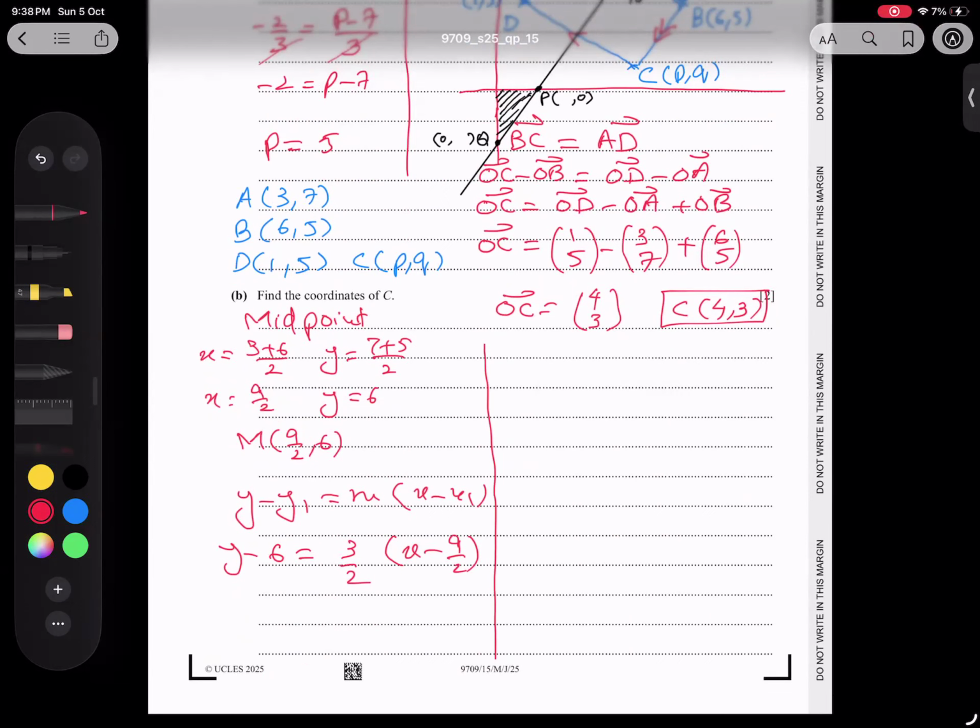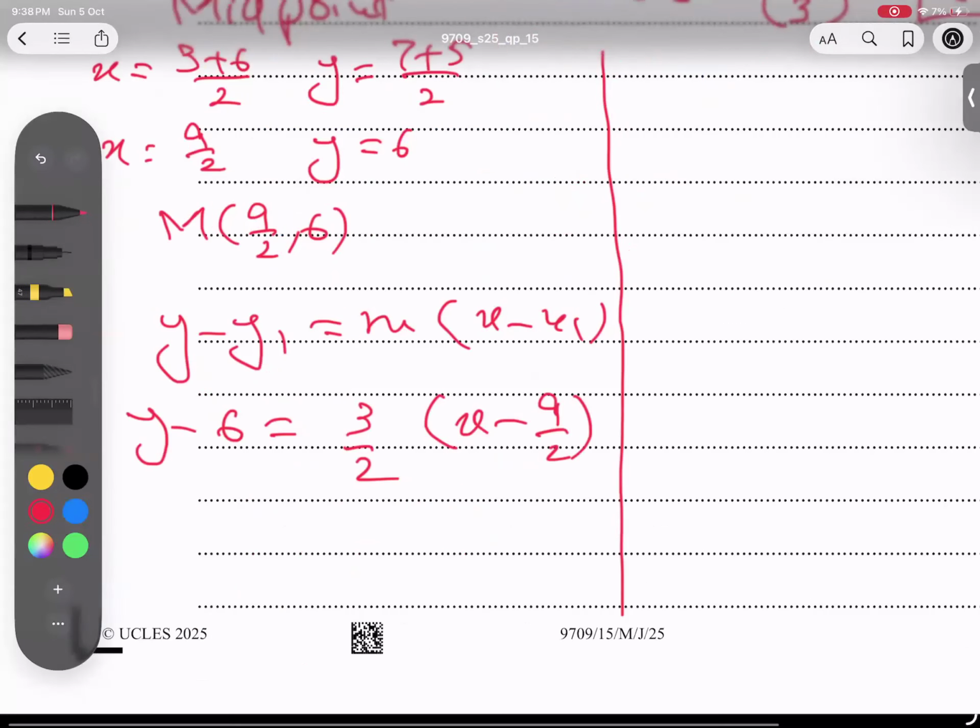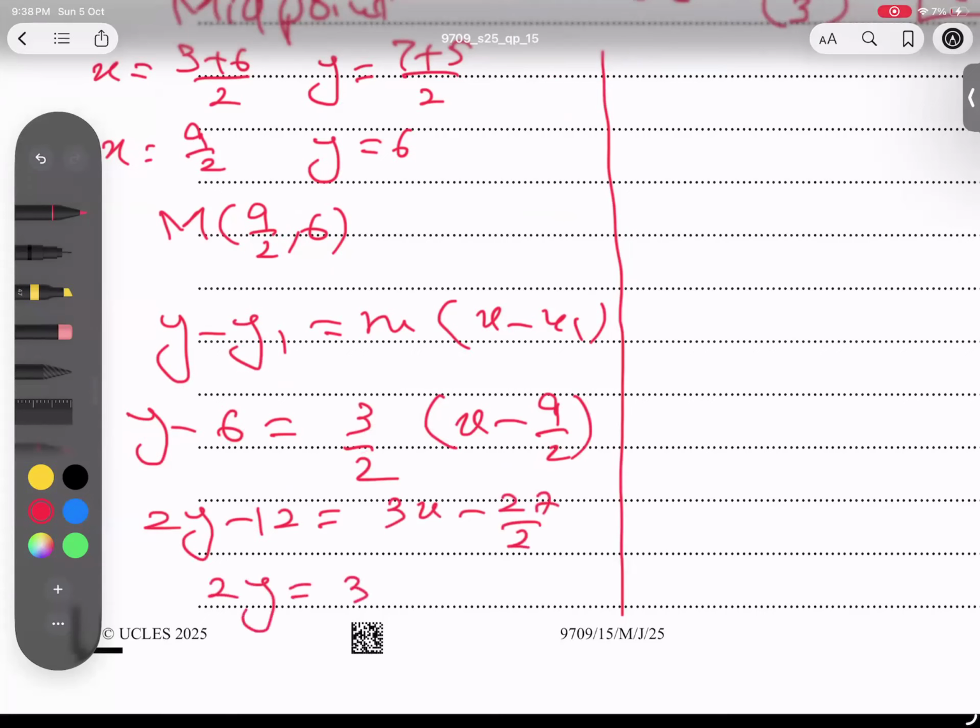Now I'm going to solve it. First of all, multiply by 2 to avoid the fraction. 3 multiplied inside, I got 3x minus 18. 3 9s are 27 over 2. So I got the equation, and 2y is equal to 3x. And when you simplify 12 positive and minus 27 over 2, I get negative 3 over 2.